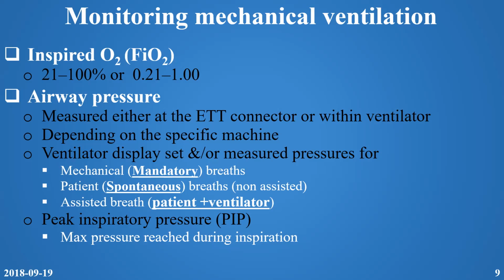The other variables are called dependent and independent variables. The independent variable is the number that we set on the machine. It is not affected by the baby. The dependent variable is affected by the baby and the values that we set on the machine. That's why the dependent variable is the number that we read from the monitor of the ventilator.